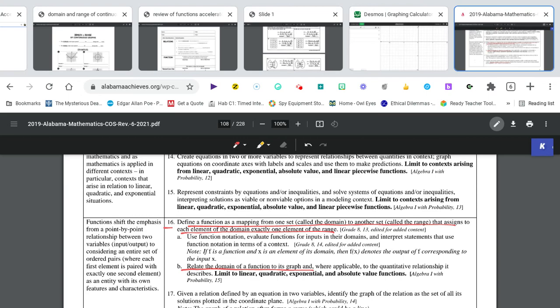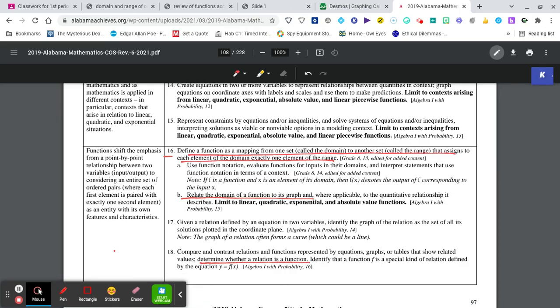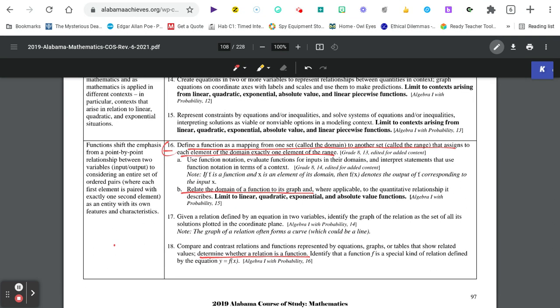All right, so for today, we're going to cover certain topics. I'm just going to show you, let me turn this volume up. I'm just going to show you from the Alabama course of study what we're going to look at. So first thing we're going to look at is number 16. We won't do every part of the standard that I show you, but we're doing bits and pieces of it until we get the whole thing covered.